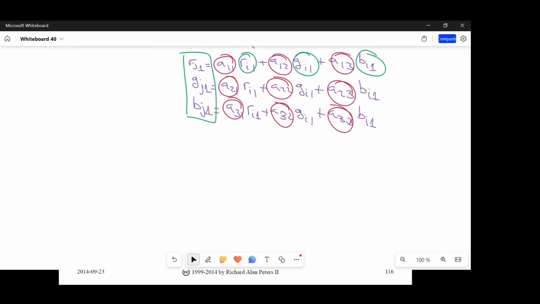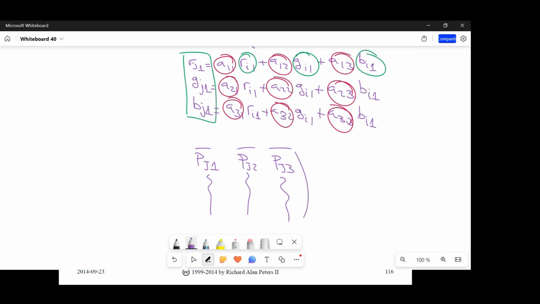Now you give me three color pairs. This is a very convenient way of writing the equation system. So I will write the equation system in this way. You give me three color pairs: this one is a column vector, this second is another column vector, and that's another column.